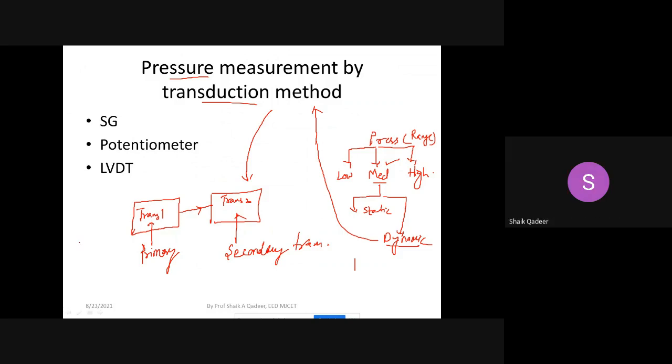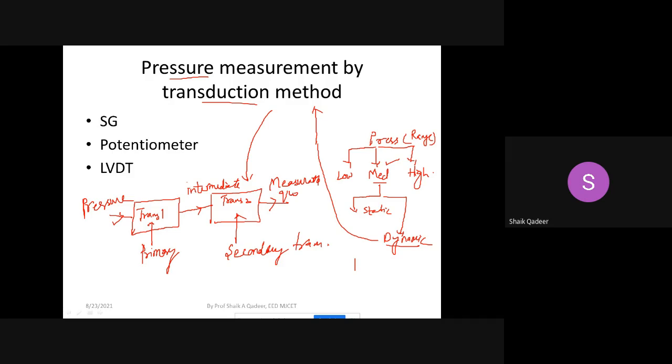Yes, sir. Yeah. In transduction method, instead of having one transducer, we have two transducers cascaded like this. The job of the first transducer is to transform pressure into an intermediate quantity, right? And the job of transducer 2, which is called the secondary transducer, is to convert the intermediate quantity into a measurable quantity.